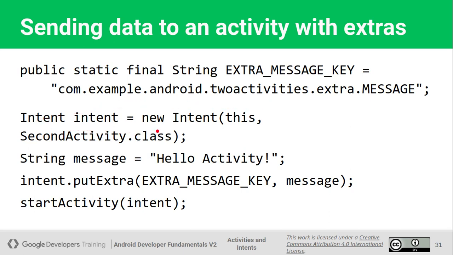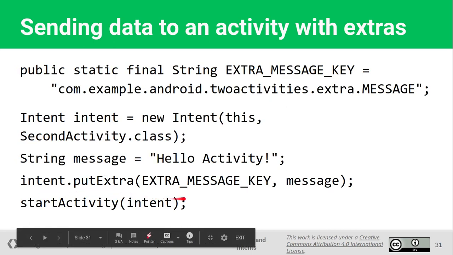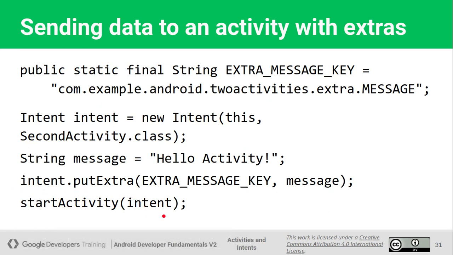We create an intent object as we saw in the last lecture. The first argument is this, and the second argument is the activity name to which we want to navigate from this particular activity. Now we create a string message, we add "hello activity", and then we add this key and message to the intent using the putExtra function. In the last step we call the startActivity function and pass this intent object into the startActivity method.